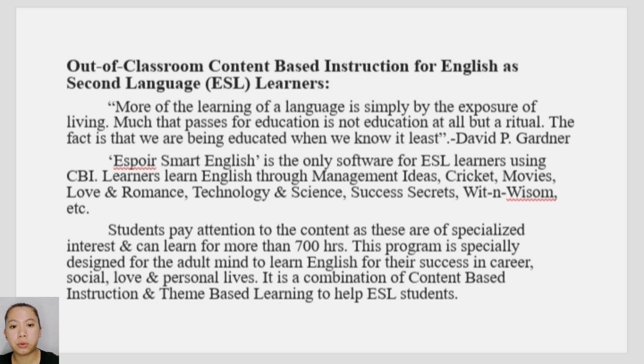Learners learn English through management ideas, cricket, movies, love and romance, technology and science, success, secrets, wit and wisdom, etc. Students pay attention to the content as these are of specialized interest and can learn for more than 700 hours. This program is especially designed for the adult mind to learn English for their success in career, social, love, and personal lives. It is a combination of content-based instruction and team-based learning to help ESL students.